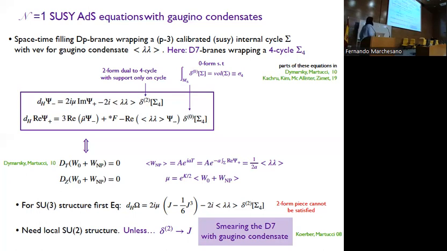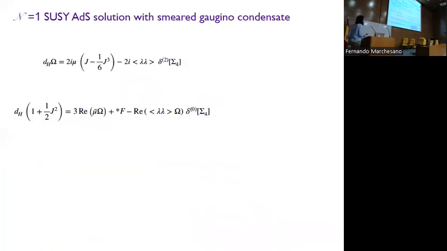So if we replace delta 2, and again, this was proposed by Korber and Martucci, so Luca has done a lot of work in here, and we should thank him for all this work. If you smear the 7 brane, if you replace delta 2 by J, then you can satisfy this equation without adding a one form, as long as mu is related to the vacuum expectation value of the Gaussian condensate.